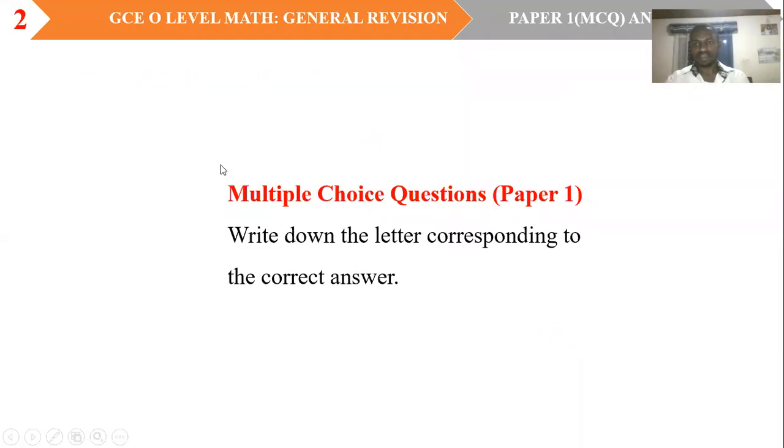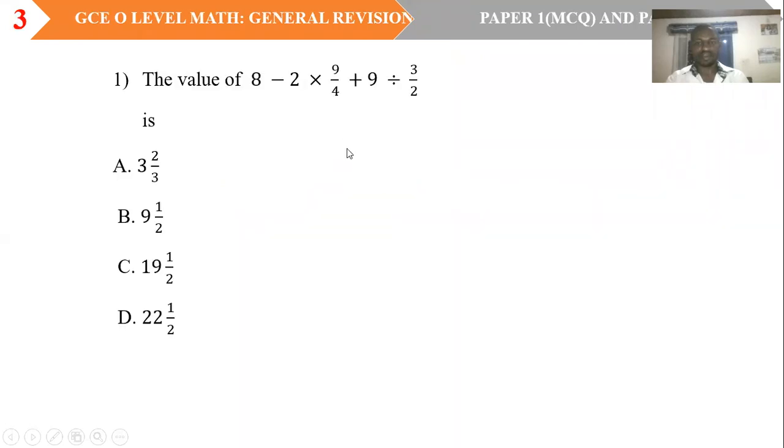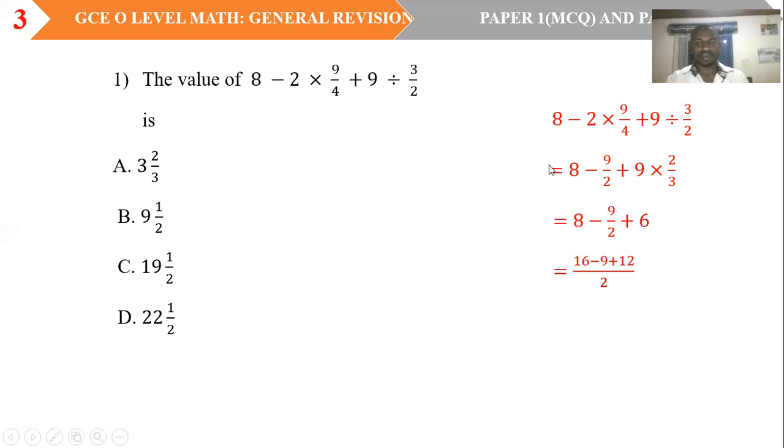The instruction says, write down the letter corresponding to the correct answer. Here we'll solve question 1 of an order of operations. 8 minus 2 times 9 over 4 plus 9 divided by 3 over 2. We first do 9 divided by 3, and this is 2 minus 9 over 4 plus 6. Now, let's complete to find the LCM.